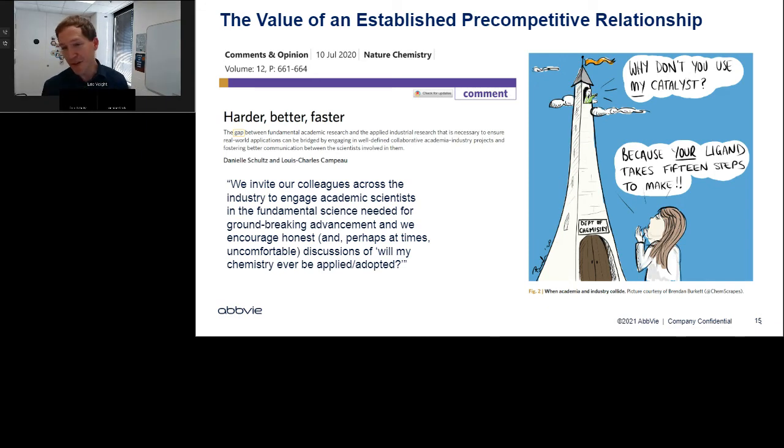This is another cartoon, actually, from this paper, where the academic in the ivory tower is saying, why don't you use my catalyst? And the chemist is saying that the ligand takes 15 steps to make, so we're never going to take a week or 2 week research project to make this ligand for a reaction that may or may not have any utility for our chemistry. So how is this relevant to the Davies collaboration?